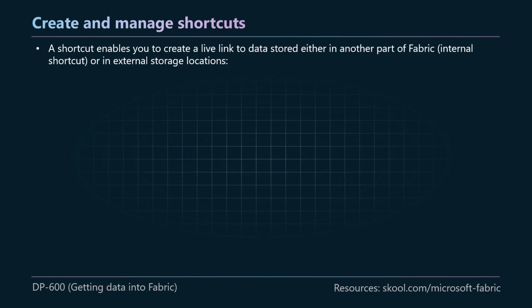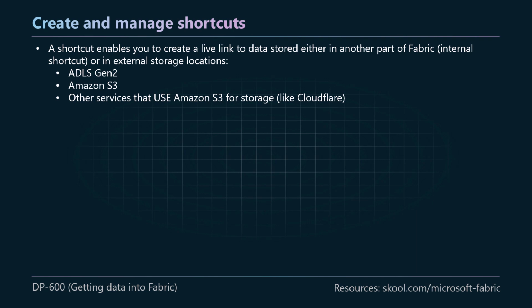So the first thing is kind of a bit of an overview, really. A shortcut enables you to create a live link to data stored in another part of Fabric, which is an internal shortcut, or in the following external storage locations. So ADLS Gen 2, Azure Data Lake Storage, Amazon S3, other services that use Amazon S3 for storage. For example, Cloudflare buckets also use Amazon S3, and that's quite a big section of the market. There's a lot of tools that use Amazon S3 for their storage, and that is now opened up for shortcuts. Google Cloud Storage is another one, and also tables in the Dataverse.